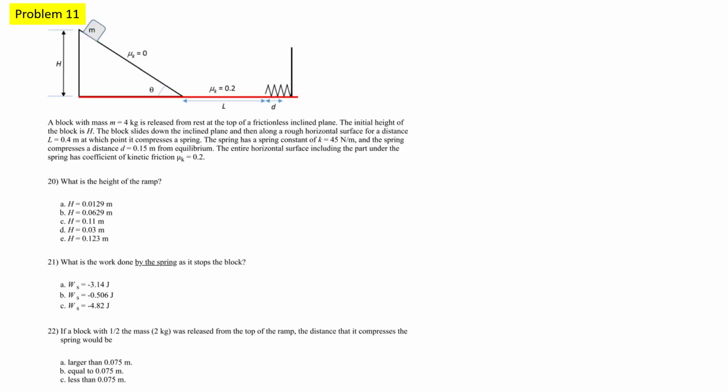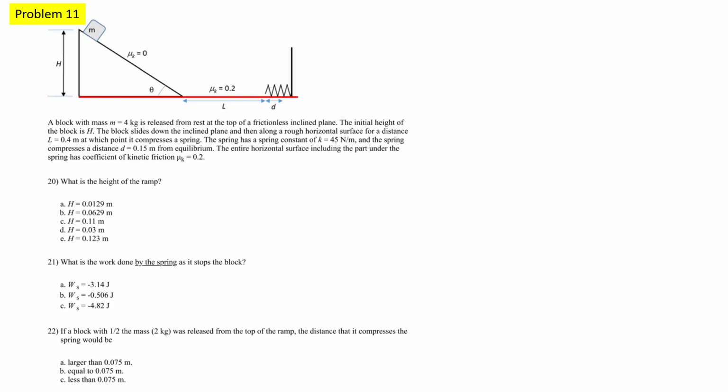All right, here's problem 11. We have a block of mass, little m, 4 kilograms, released from rest from the top of a frictionless incline. The initial height here is h. The block slides down the incline plane and then along a rough horizontal surface for a distance of 0.4 meters. Then it hits a spring. The spring has a spring constant of little k, 45 newtons per meter, and the spring compresses an additional distance here of 0.15 meters from equilibrium. This entire horizontal surface here has a coefficient of kinetic friction of 0.2. All right, the first problem says what is the height of the ramp?